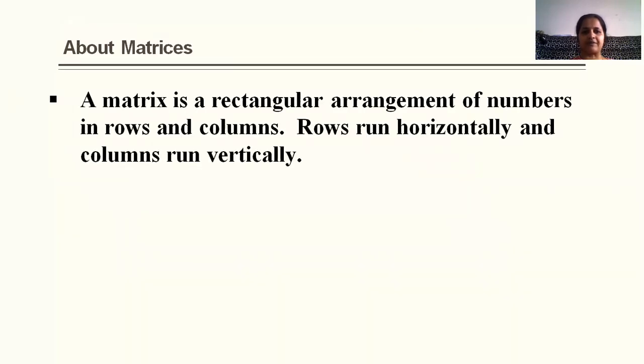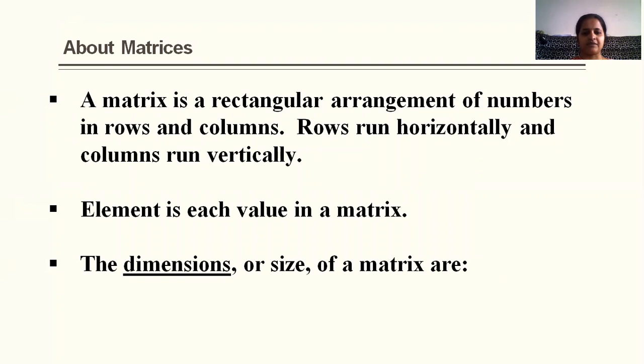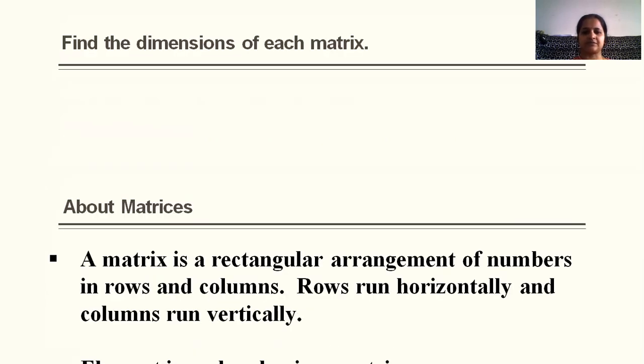So first, about matrices. A matrix is a rectangular arrangement of numbers in rows and columns. Rows run horizontally and columns run vertically. An element is each value in a matrix. The dimension or size of the matrix is the number of rows by the number of columns. So this is how we give the size or dimension of the matrix, that is, number of rows by number of columns.